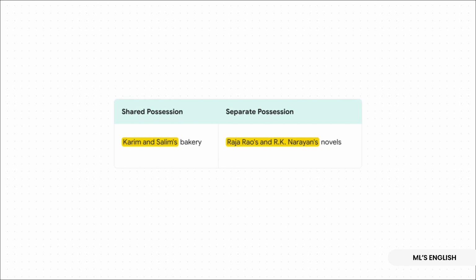Okay, now heads up, because this next one is a super common point of confusion, so let's clear it up right now. Let's talk about shared ownership. If 2 people own one thing together, like Kareem and Salim's bakery, it's one business they co-own. The apostrophe only goes on the very last name. But if they each have their own separate things, like Raja Rao's novels and Arcane Orion's novels, then each name gets its own apostrophe S. That little detail makes a big difference in meaning.